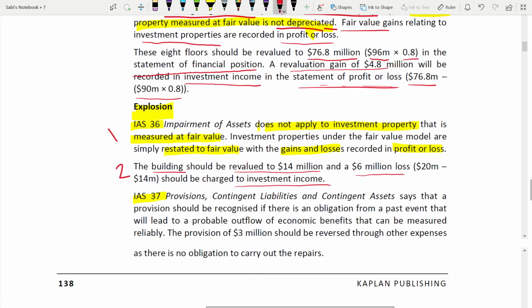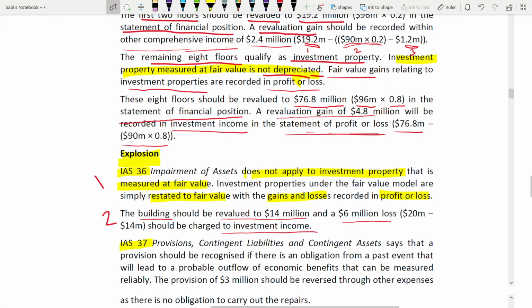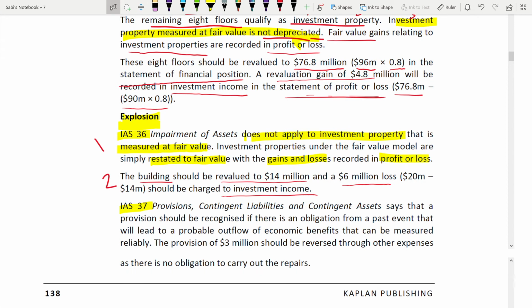No, I mean that loss goes in the P&L as investment income. No, this is separate. This is related to the building. That one was relating to the office floor.